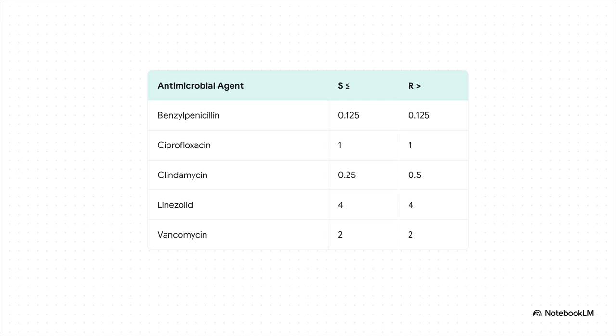That's non-negotiable. And to interpret those results correctly, you have to use the right standards. What you're seeing here are the current EUCAST breakpoints for non-diphtheriae Corynebacterium species. These are what you should be using to guide your targeted treatment.